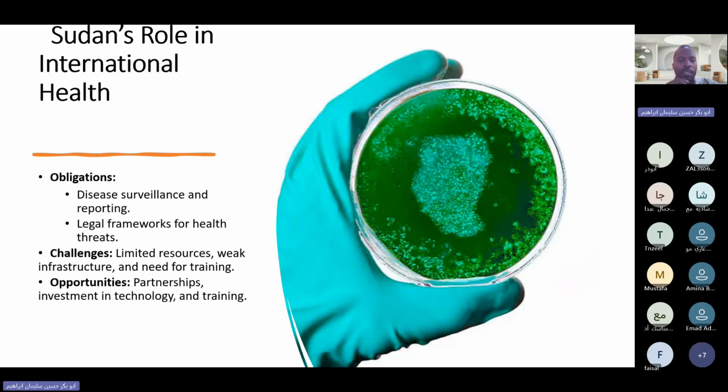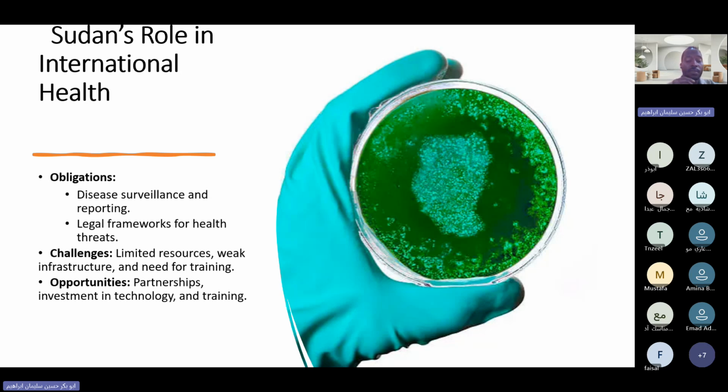Any person entering Sudan or going to Chad must be checked to make sure he does not have an infectious disease. Yeah, but unfortunately, many countries, especially in Africa, do not have the good infrastructure to apply the International Health Regulation. Additionally, we also need more training.